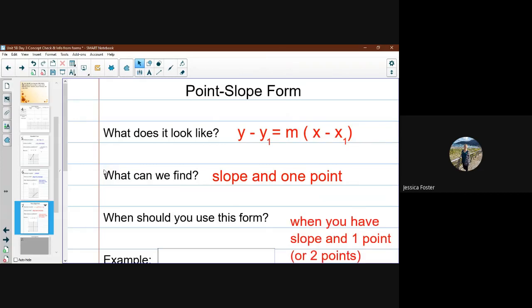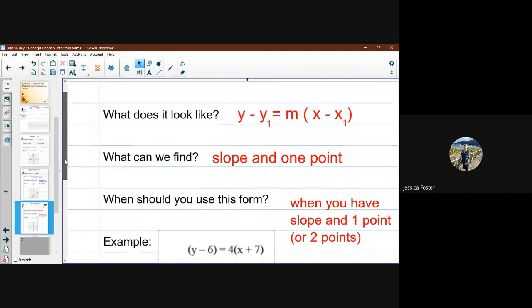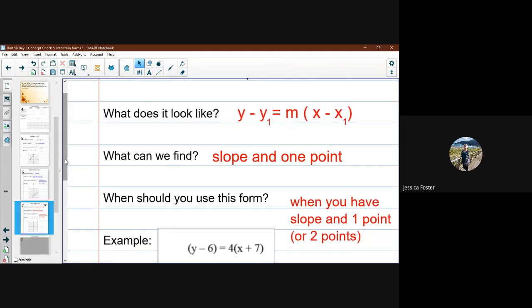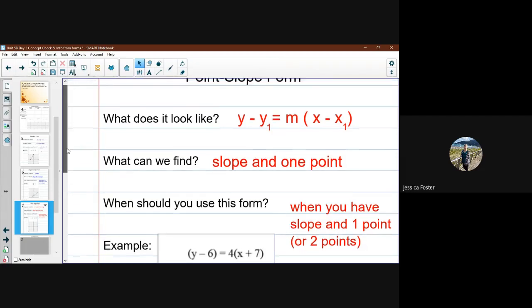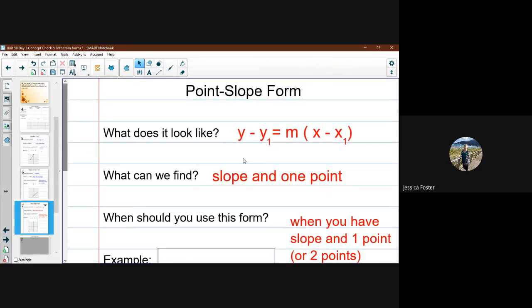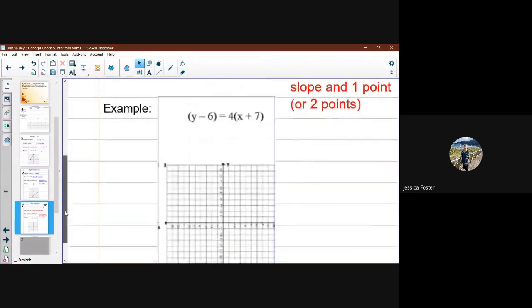When you have slope and 1 point, or if they ever give you just 2 points, any 2 points, it could be your y-intercept, but it doesn't have to be your y-intercept. But if that's the case, then you can quickly and easily write something in point slope form, substituting your slope in for m, substituting your point in for x1, y1, and just making sure that you're paying attention to those negative signs.